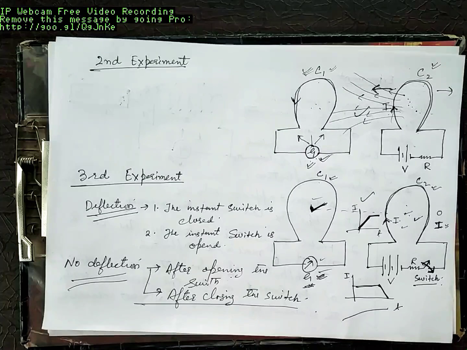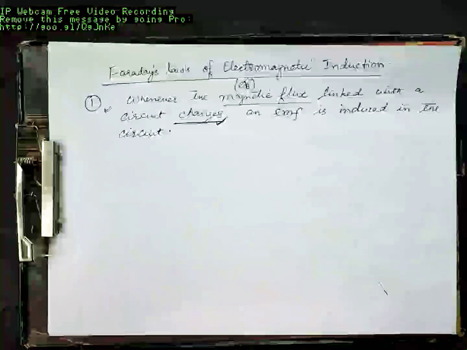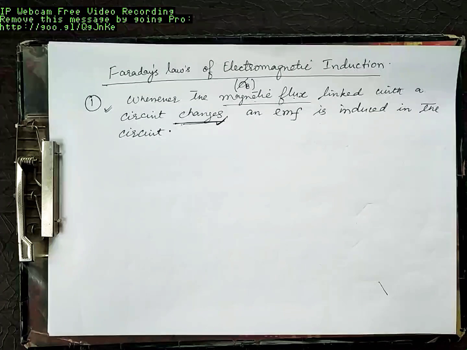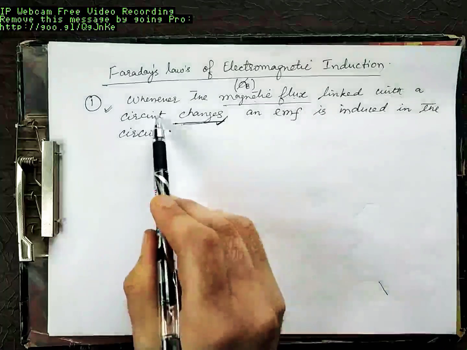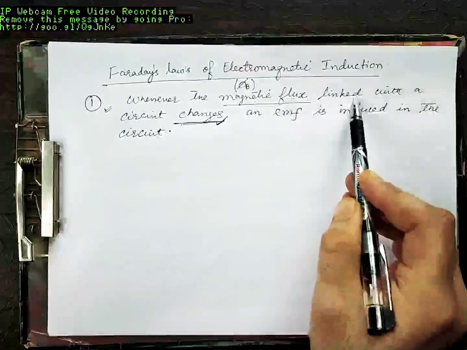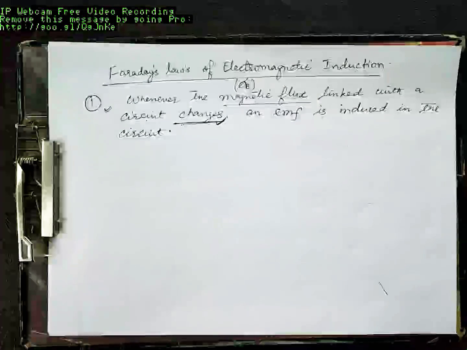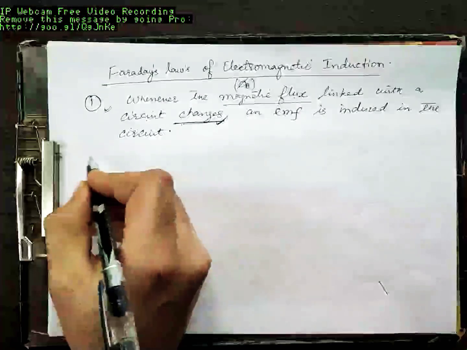Is this clear? So this is how Faraday explained all the 3 experiments based on Faraday's first law of electromagnetic induction, which says whenever the magnetic flux linked with a coil changes, an EMF is induced in the coil. This was Faraday's first law. Now what is Faraday's second law?